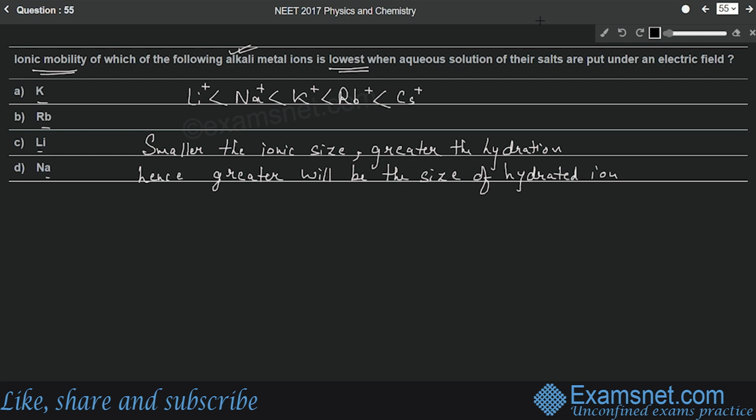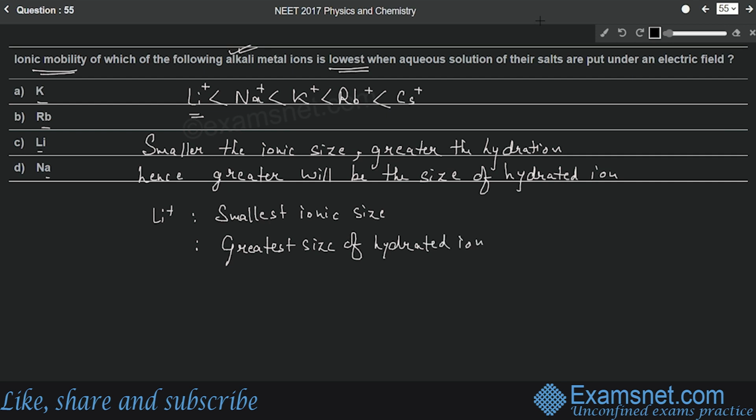That means here we can see that the smallest ionic size is for lithium ion, right? Lithium ion has smallest ionic size among all the alkali metals. That means it will have maximum hydration. So it will have the maximum size of hydrated ions. Okay, so it will be having greatest size of hydrated ion among all the alkali metals.